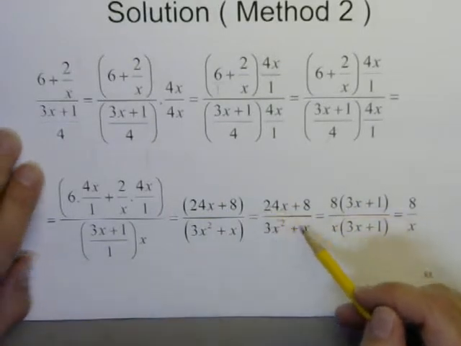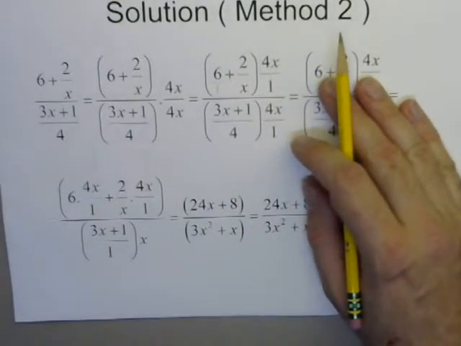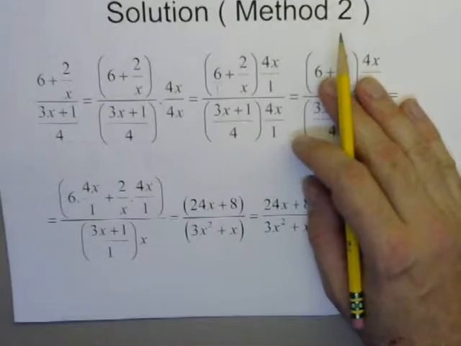And then if you look at this answer, you might say, well, that doesn't look like the answer we got before. Because remember, the answer that we got before was 8 over x, I think.